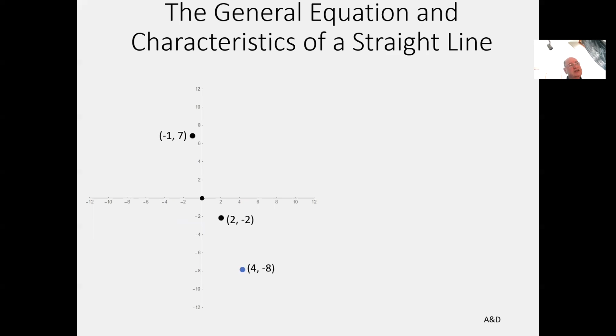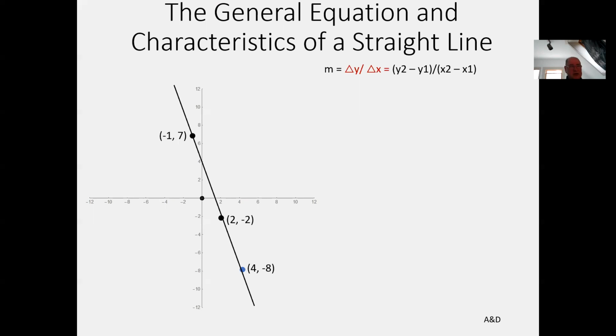So let us take some points that are on a straight line. Here are some arbitrary points on a line. And so here's our line. The idea is, how do we find the equation of the line if we're given some points? So let's go through it. We know the key to the problem is to find the slope of the line. Okay, that is the key to the problem.